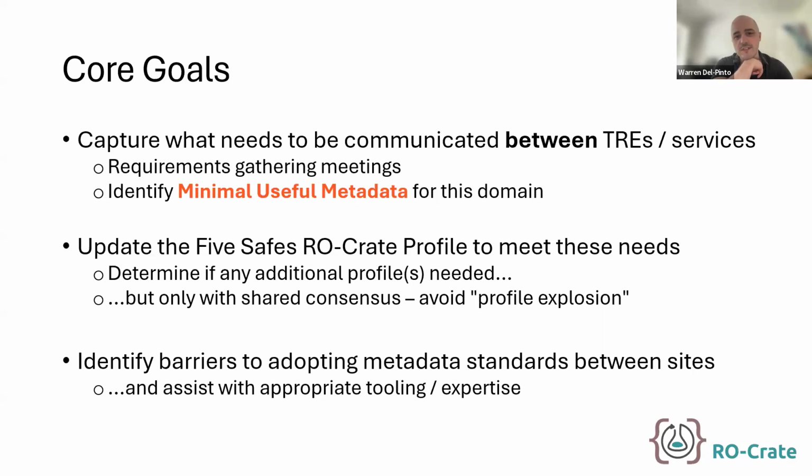In the end, what we would hope to have there would be a minimal useful metadata for the domain, and see whether that aligns with an existing profile like 5-safes crate, or whether it needs to be updated to meet those needs. And in the further case, potentially, if any additional profiles are needed. But we would only want to do that with shared consensus, so we wouldn't want to blow up the number of profiles so that every TRE ends up with their own profile, because then again, we're heading back towards not communicating in the same language at all, which begins to defeat the point of this process. So we need to try and understand across each TRE adopter what is the shared understanding of what's missing from a profile, and try to consolidate that into some agreed upon expansion to that 5-safes crate profile. We also, on a practical level, need to identify what barriers there are to adopting those metadata standards between sites, and see if we can assist with tooling and expertise on those. So understanding what problems you might have in getting the data that's in your TRE and the information that's contained within there into this metadata format would be part of this requirements gathering process.